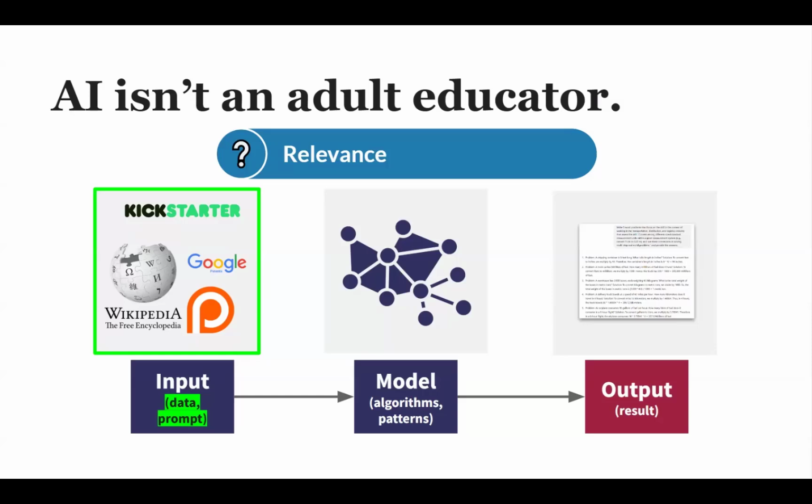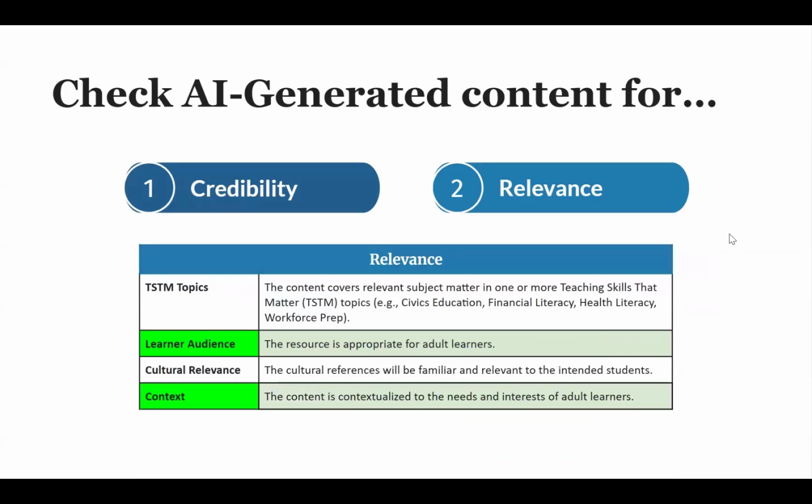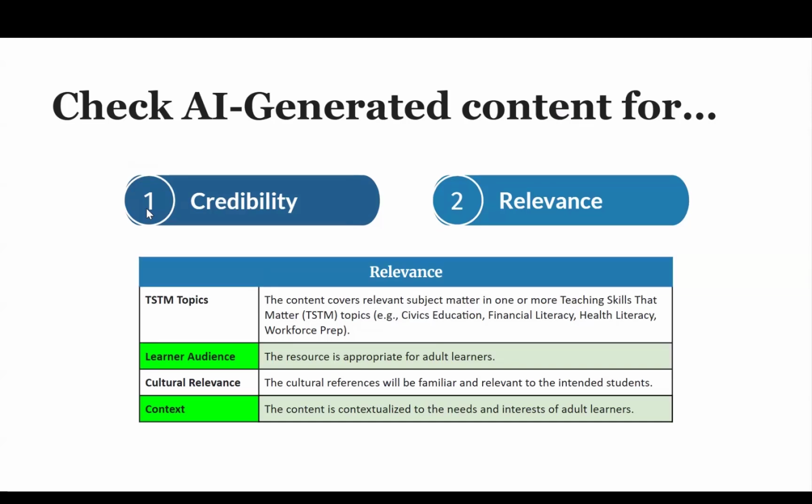And so when we talk about credibility, and even when we talk about relevance, there are interventions that we can have when we have a better prompt to compensate for where the data may have been lacking or may have been biased. So we want to make sure to check AI generated content for credibility and relevance, especially in the areas of accuracy, cultural sensitivity, and with relevance, thinking about adult learners, the learner audience, and the context of the learning, and making sure that if we can't rely on AI to give us something perfectly targeted toward our audience, that we know how to compensate for that in our edits or in our prompting.